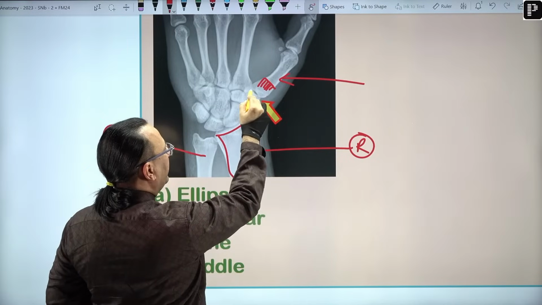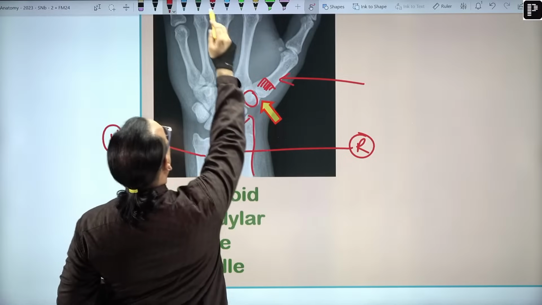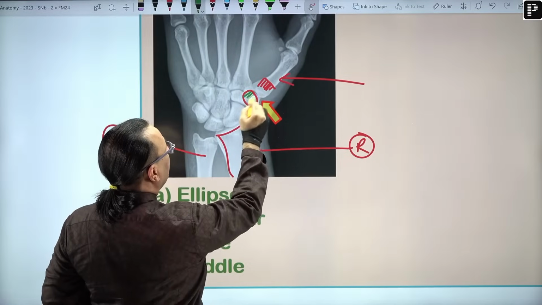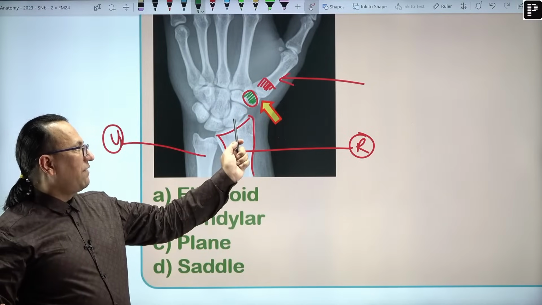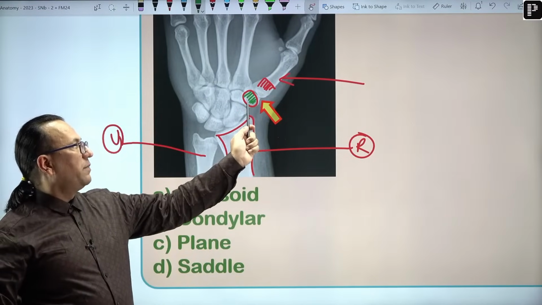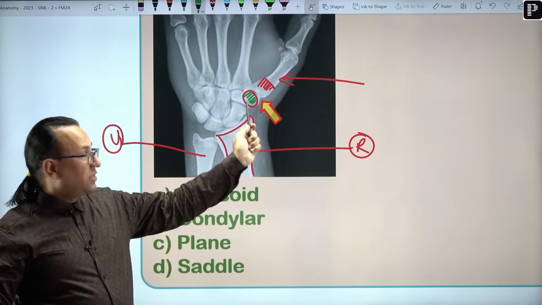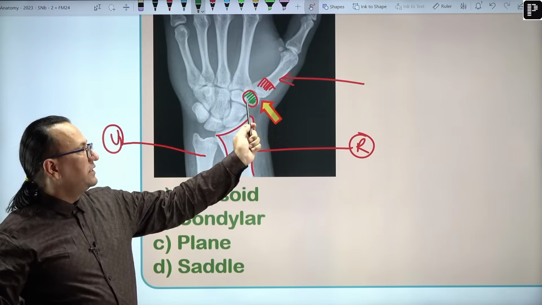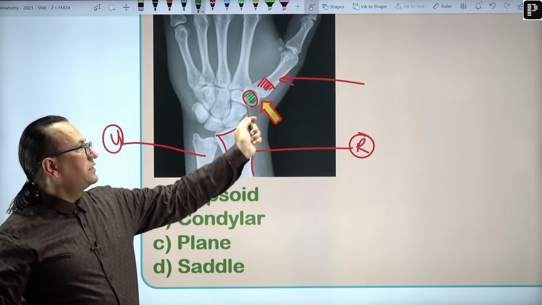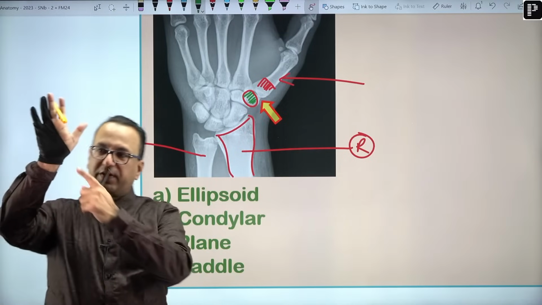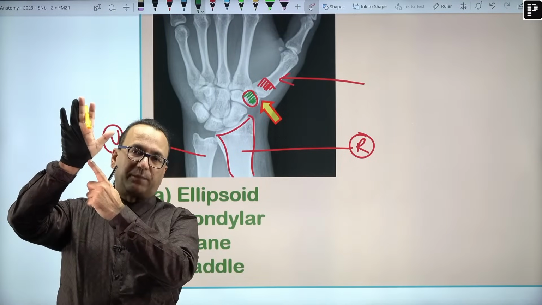So which bone is this here? As we can put some other color, we understand that articulating with the radius will be scaphoid, and next to that will be trapezium. So that is the scaphoid, this is trapezium, and trapezium is articulating with the base of the first metacarpal, and that is what we are calling the first carpometacarpal joint, saddle variety of synovial joint.